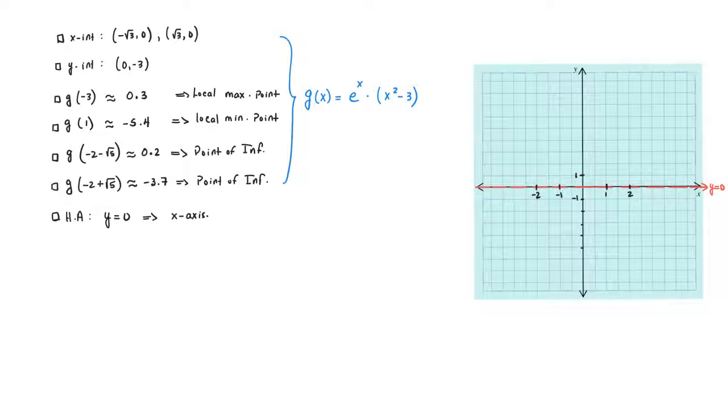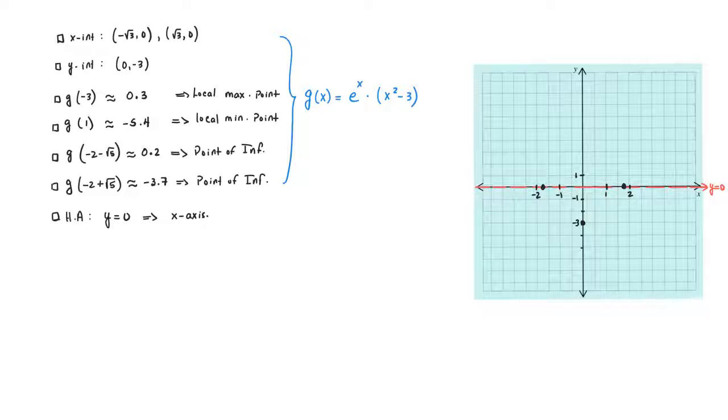So then, beginning with the intercepts, they are located at negative 1.7, let's say somewhere here, and 1.7 somewhere here. And then the y-intercept is at 0, negative 3. So 1, 2, and 3 right here. So this will be the y-intercept.